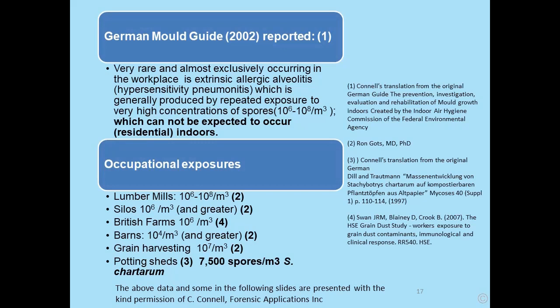And there are some interesting occupational exposures. Wood mills, 1 million to 100 million per cubic metre. These are spore levels. Silos, 1 million. British farms, 1 million spores per cubic metre. Walk through a field when they're haymaking and you can easily see this with the amount of material floating around in the atmosphere. Go down, potting sheds, here we go, 7,500 spores per cubic metre of Stachybotrys atra. Again, very, very common in potting compost.